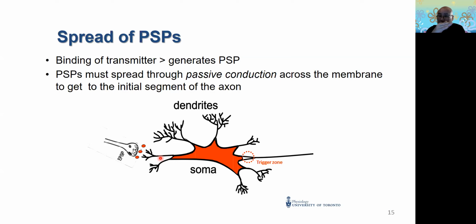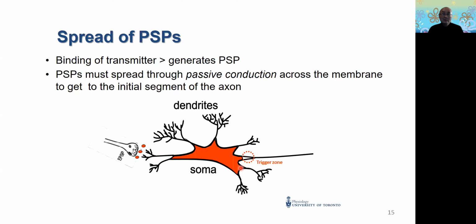So in a lot of ways, this is looking at the cable properties and the slow decay of a signal across this membrane, and hopefully it can get to the initial segment, very similar to the idea of a trigger zone. The initial segment or the trigger zone will have those voltage-gated sodium channels that we know are critically important and help to define what an excitable membrane is.